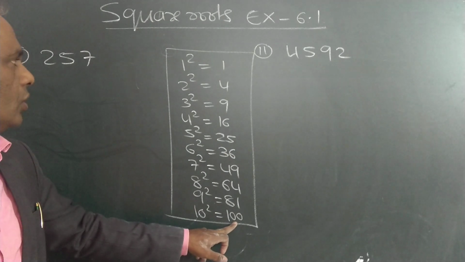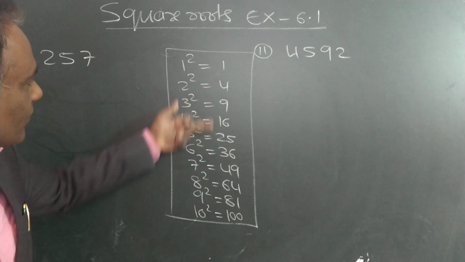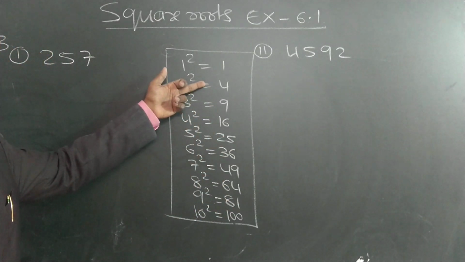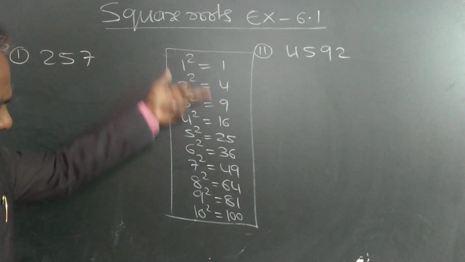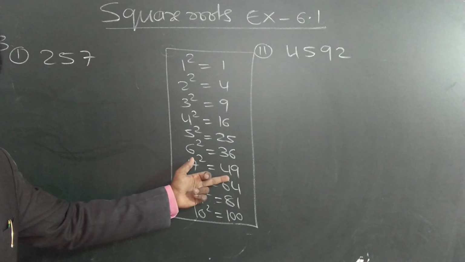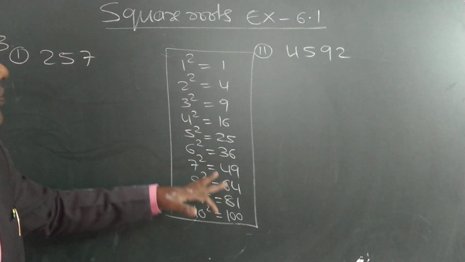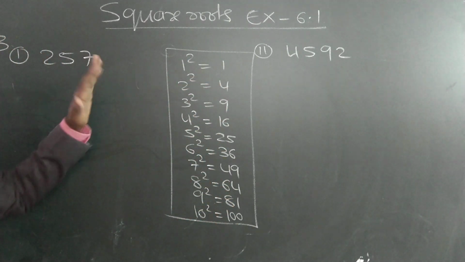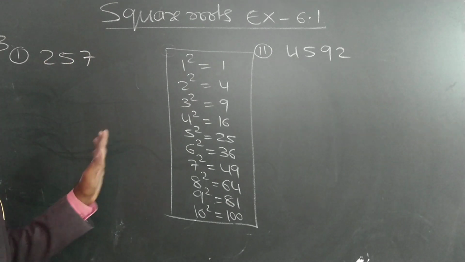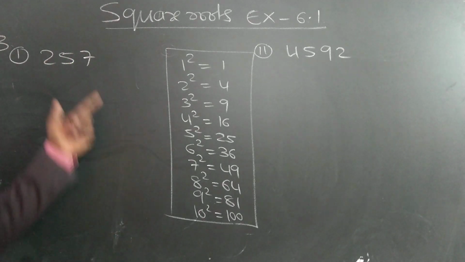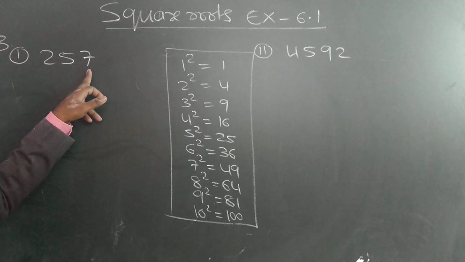Two zeros. So 7 we are not getting anywhere. If you square any number, you won't get 7. See, 7 square is 49. Is there any 7 here? No. So we won't get 7. If you square any number, you won't get 257. Why? There is no possibility of getting 7 at the end.